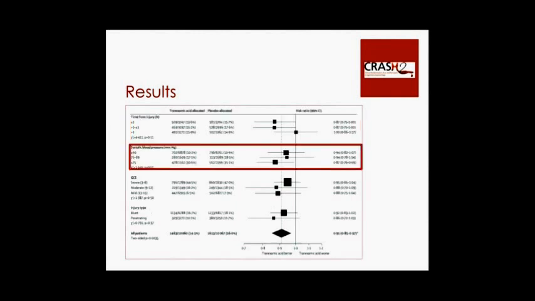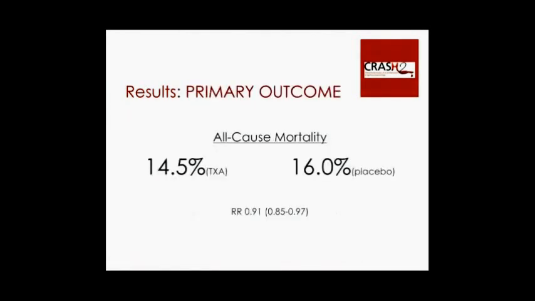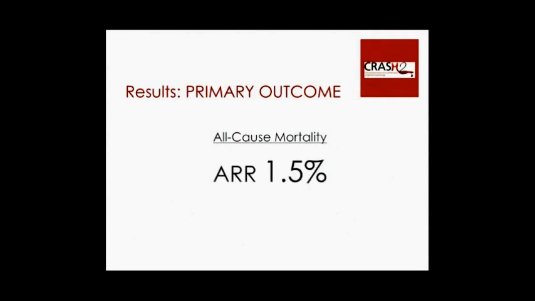And you can also see that it seemed to benefit the sicker patients, the patients with a blood pressure of less than 75, more. And overall, the risk ratio was 0.91 with a nice tight confidence interval, favoring patients that received tranexamic acid. So all-cause mortality was 14.5 in the tranexamic acid group compared to 16 in the placebo, for an absolute risk reduction of 1.5 and a number needed to treat of 67. It's a real statistically significant benefit, but it is a modest benefit.